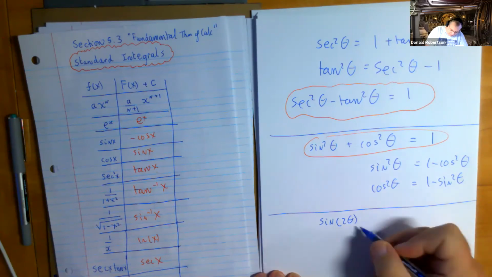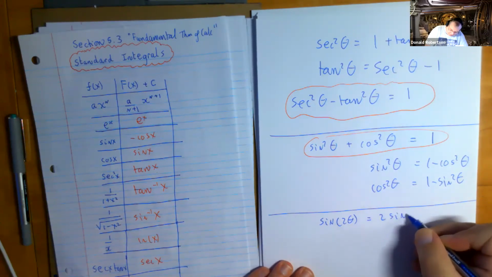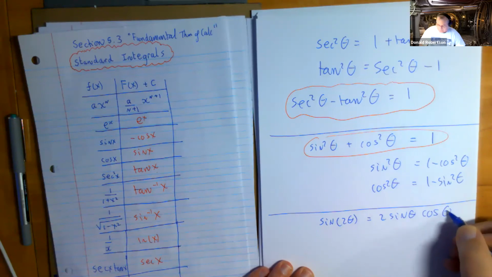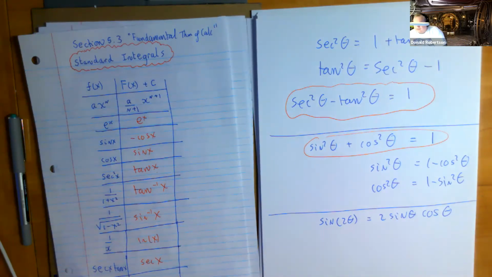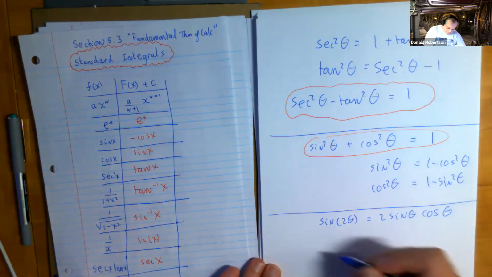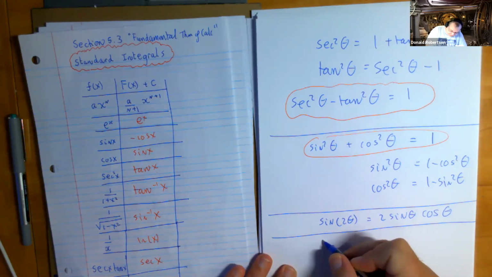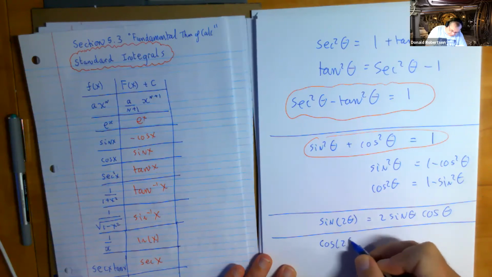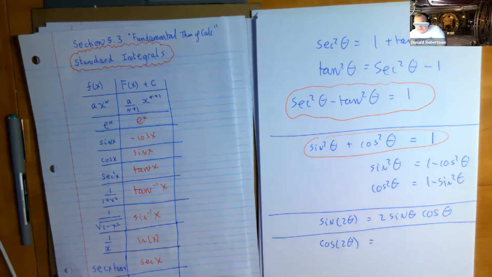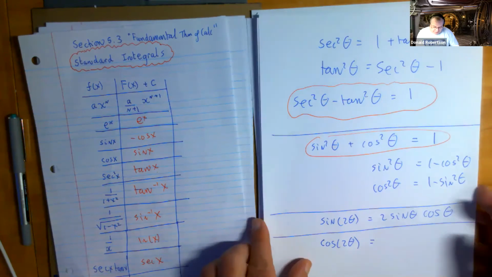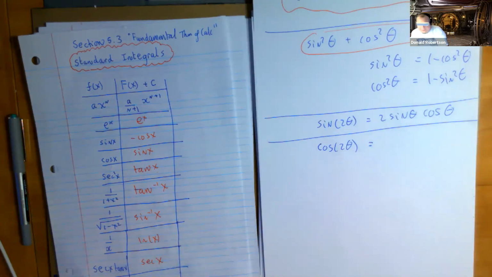Double angle identity. The sine of 2 theta is 2 sine theta cosine theta. Really not too much you can do with that. That's probably the only version of that you should look at. There are 3 versions of the cosine of 2 theta. Can anybody remember any of them?